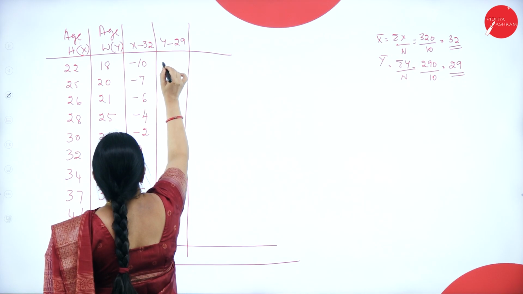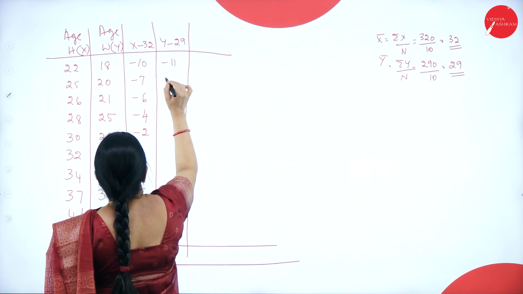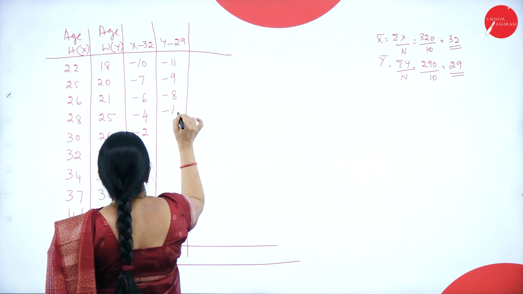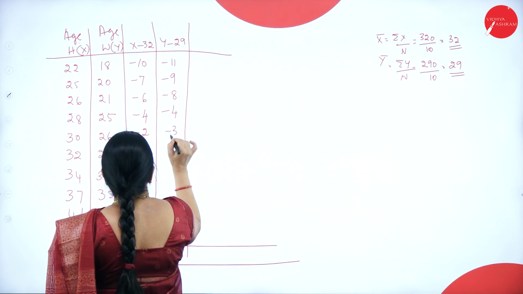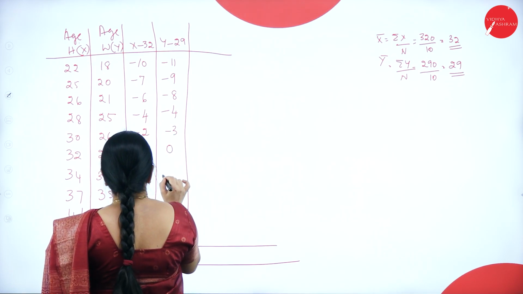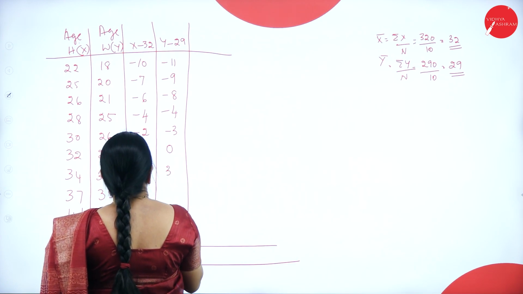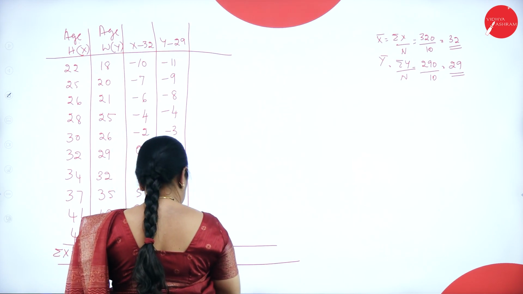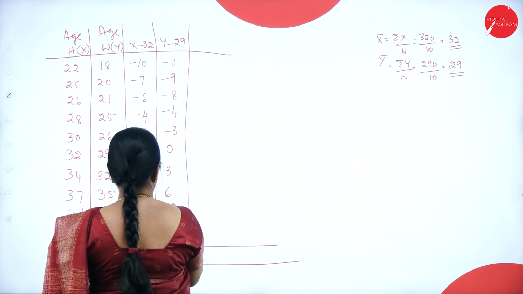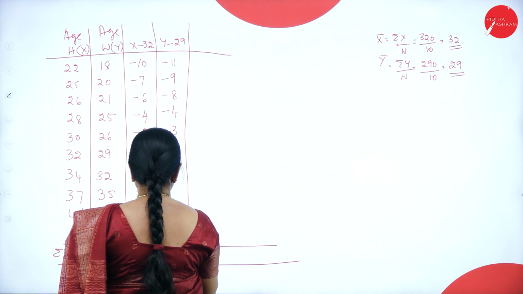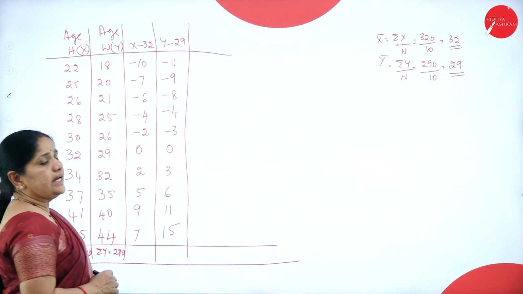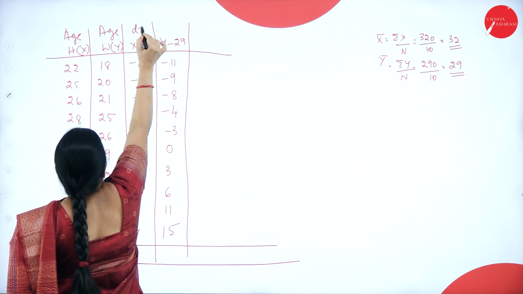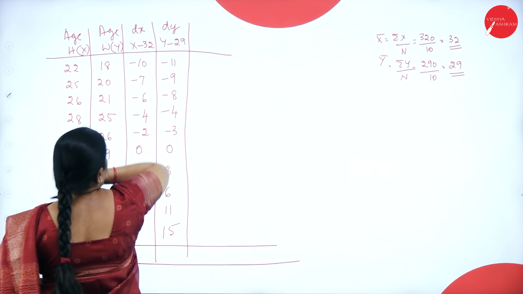Next, 18 minus 29. So that will be minus 11. 20 minus 29, minus 9, minus 8, minus 4, minus 3, 0, then 3, then 6, then 40 minus 29. That will be 11, then it is 15. So we have the x minus 32 and this will be the dx. This will be the dy.